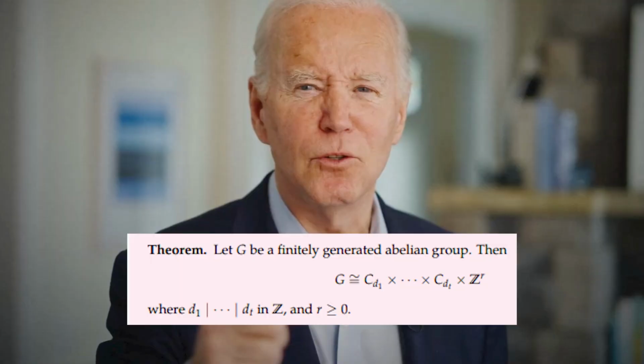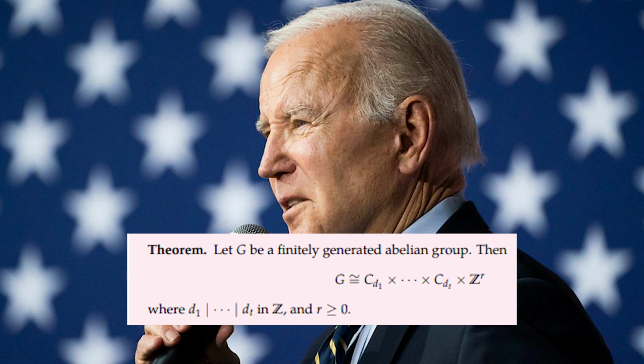Also, this can be used to derive the fact that for G a finitely generated abelian group, G is isomorphic to C_d1 cross up to C_dt cross C to the k, with the divisibility property. This can later become the primary decomposition theorem.